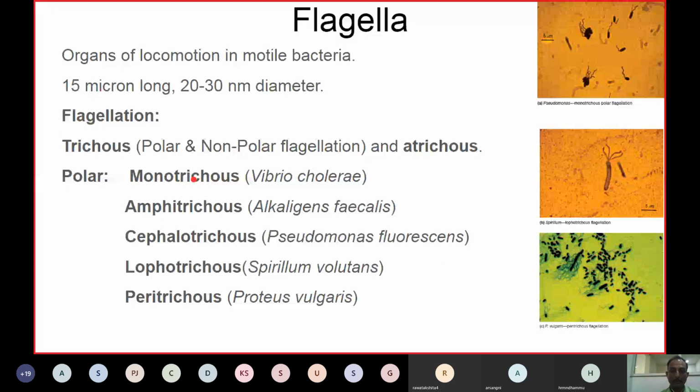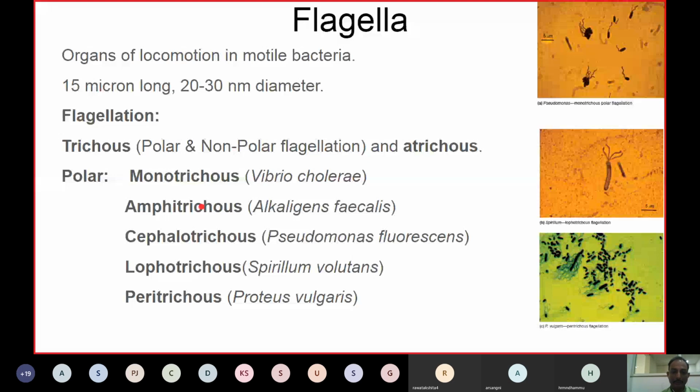Examples are Vibrio cholerae, right? And some species of Pseudomonas. So monotrichous, one flagella at one pole. Amphitrichous, flagella present on both poles, like Alcaligenes faecalis, amphi means both poles. So when flagella is present at both poles of a bacteria, then it is known as amphitrichous.